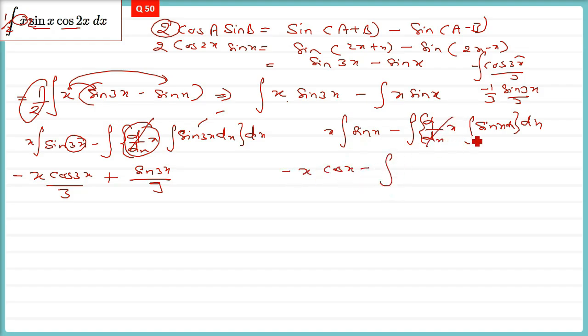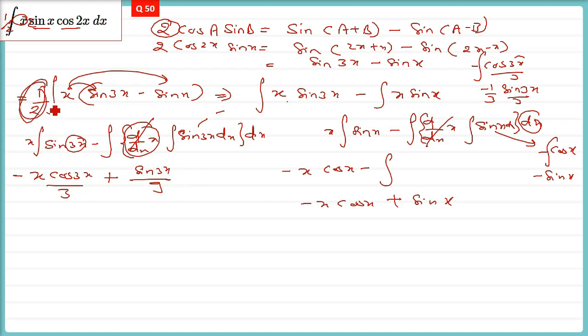Minus d by dx of x will be 1. Integration of sin x will be negative cos x. Negative cos x will be integrated again, so it will be sin x. So negative sin x will come. So negative x cos x, and since negative is already there, it will form plus sin x. So minus cos x plus sin x, and it is preceded by a negative because we are combining it now.